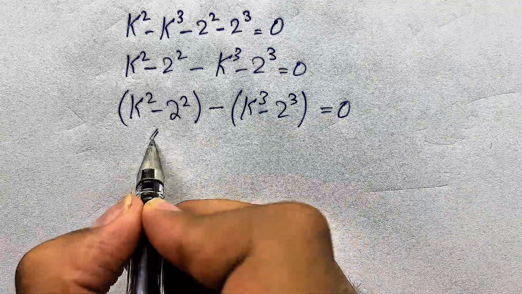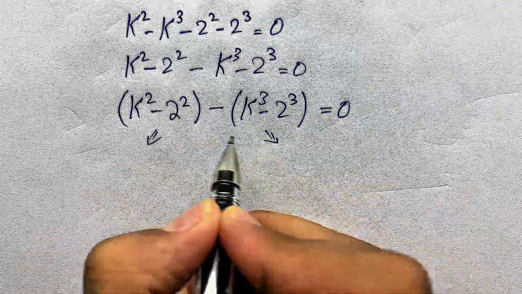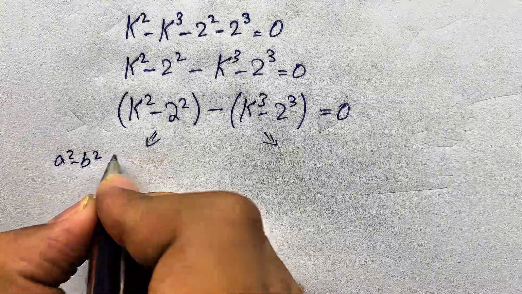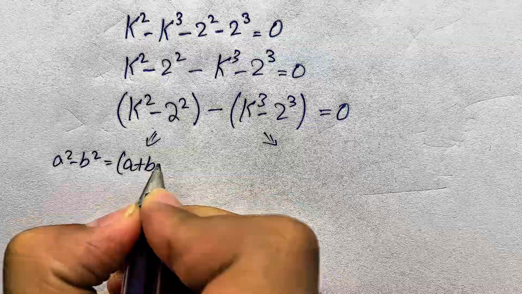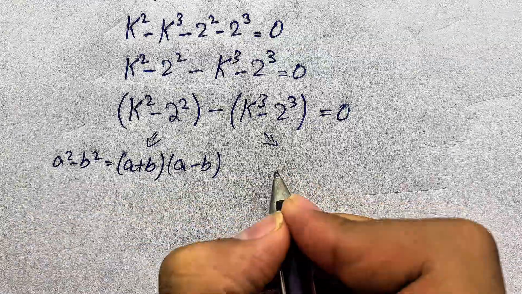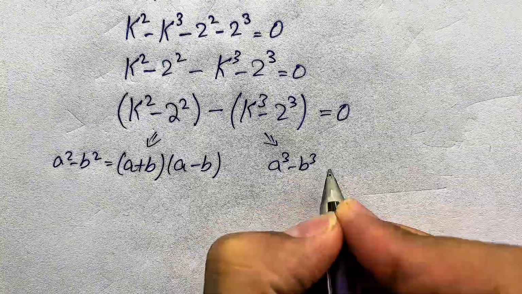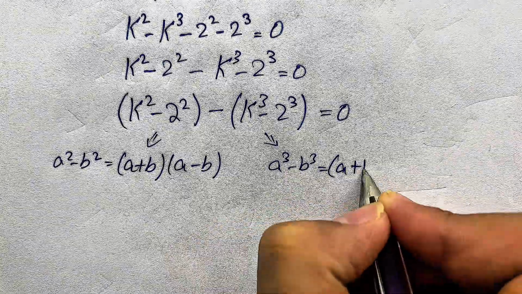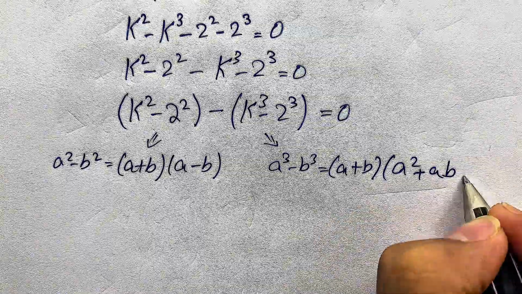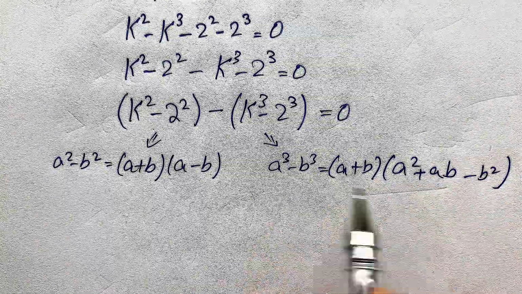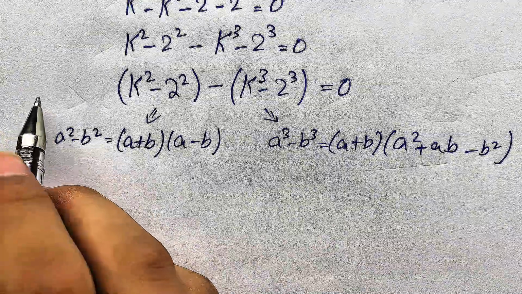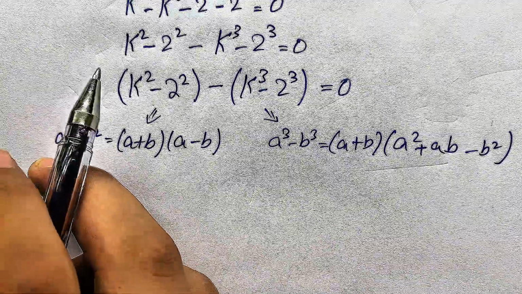This is our first side, this is our second side. On the first side we use the formula a^2 - b^2 = (a + b)(a - b). On this side we use the formula a^3 - b^3 = (a - b)(a^2 + ab + b^2). Now using these algebraic formulas, first we are solving this side.